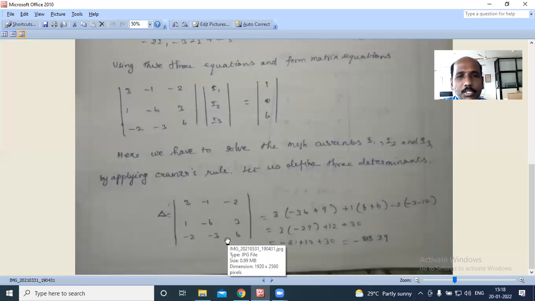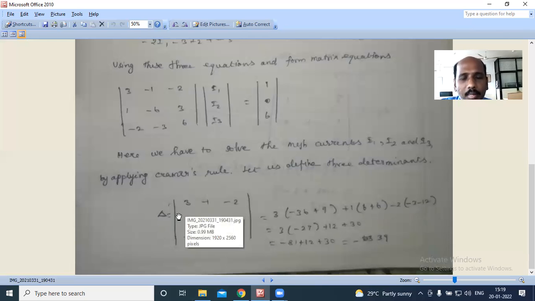Let us find, next is to find the I1 value, we need del 1. Actually del 1 by del equal to I1, or I can write del I1 by del. Del will get cancelled, we get I1, right? We can represent it by del 1 or del I1, whatever it may be.